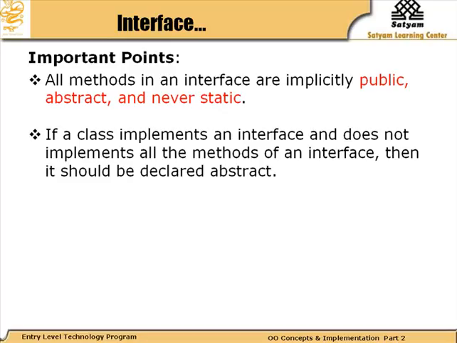If a class implements an interface and does not implement all the methods of an interface, then it should be declared abstract. As discussed earlier, an interface is a specification class. If a class implementing a given interface has not defined all the specifications or methods, then it is to be considered an incomplete class.